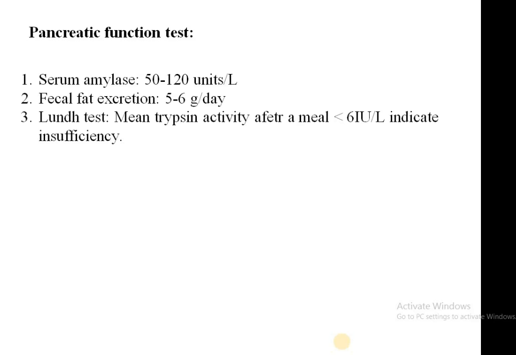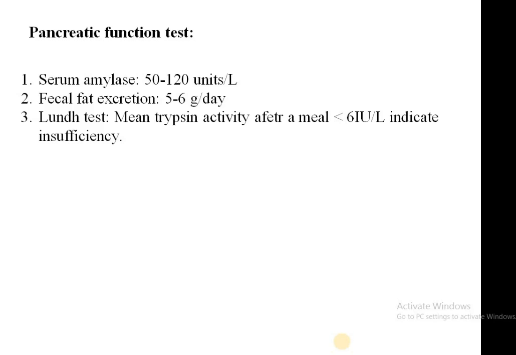Now the pancreatic function tests. The pancreatic enzymes are released into the circulation in a very minor amount, but in acute pancreatitis, when the pancreatic ducts become clogged up, the enzymes are released more and more into the circulation, and the most common enzyme released is pancreatic amylase. So pancreatic amylase is an indicator of acute pancreatitis. So you can go for the serum amylase, and the normal value is 50 to 120 units per liter in the blood, or the fecal fat excretion.